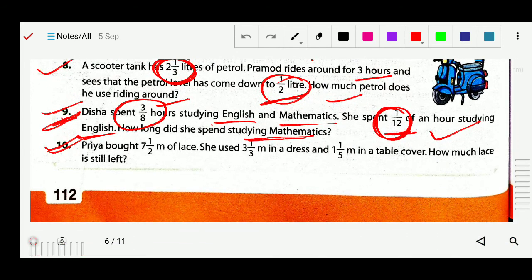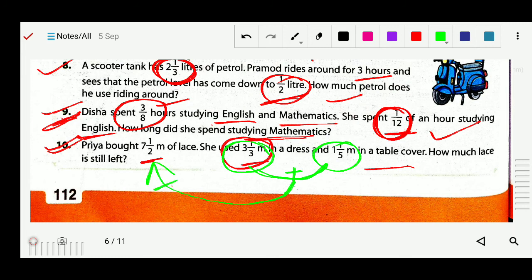Priya bought 7 1/2 meters of lace. She used 3 1/3 meters for a dress and 1 1/5 meters for the table. How much is left? So these two are used, so we will add them, and then subtract this total from the whole length. First we will add these two, and after adding, we will subtract the sum from the total.